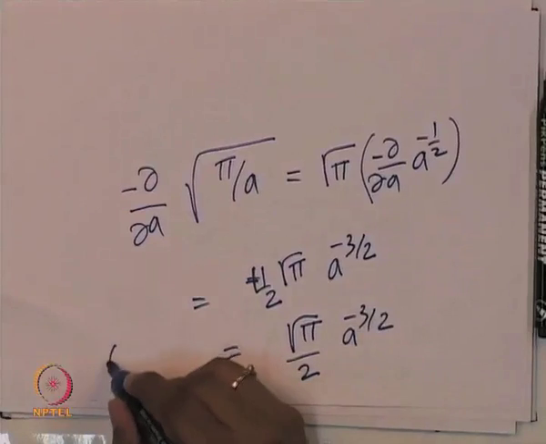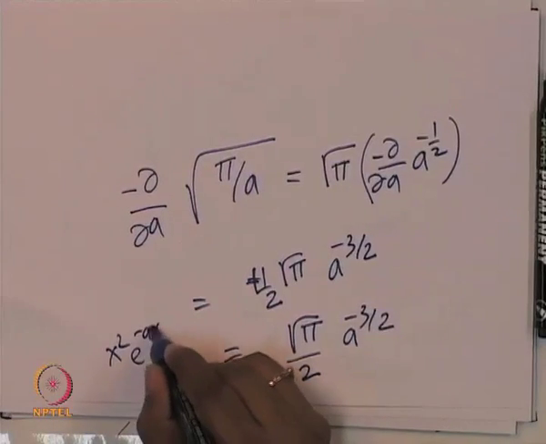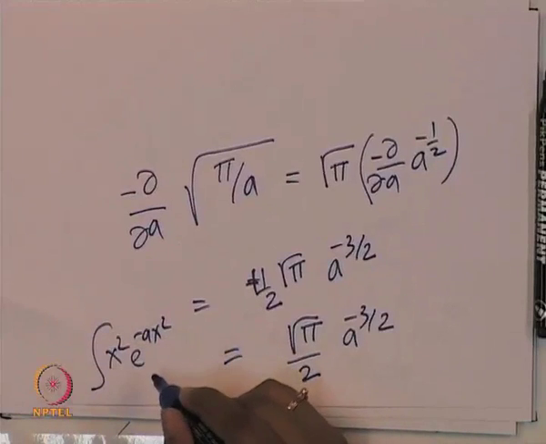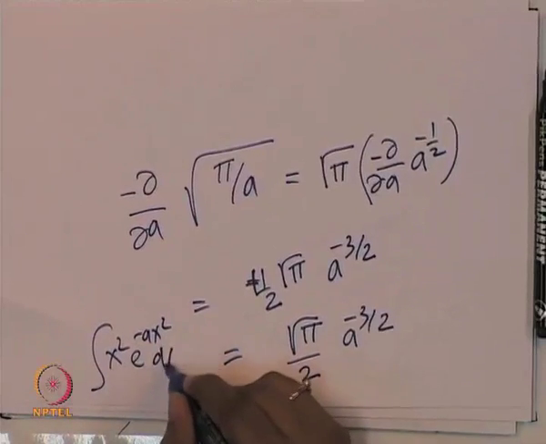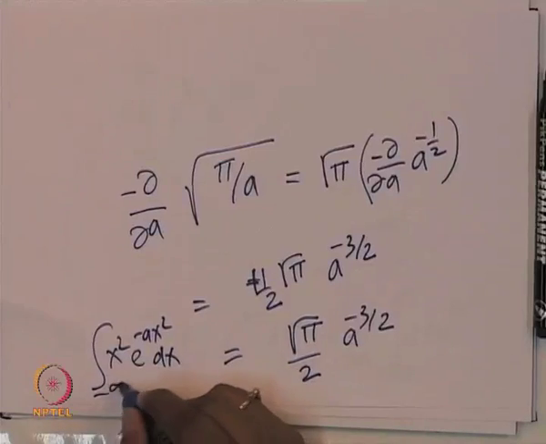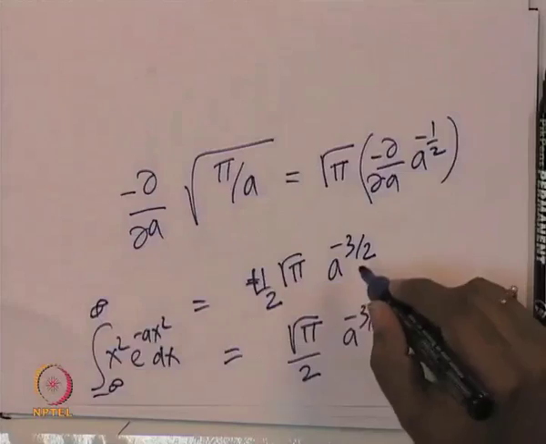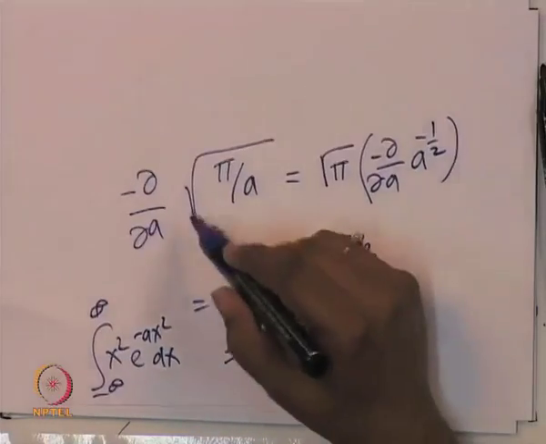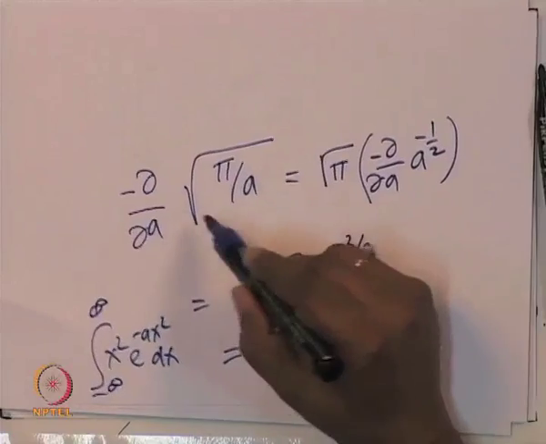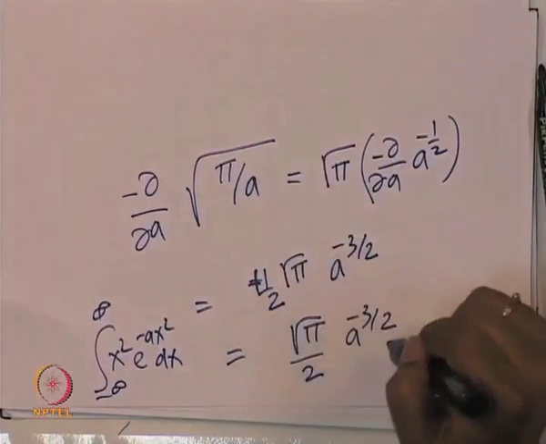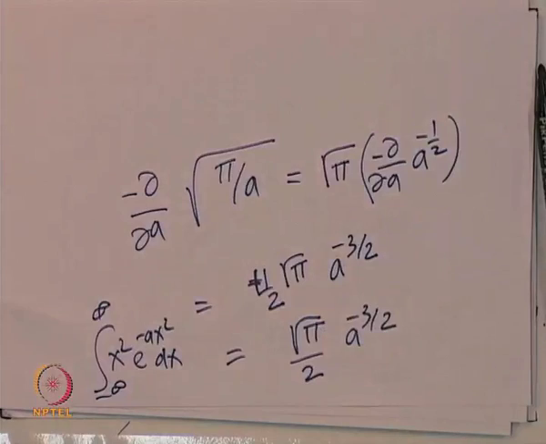So, this is basically the integral of x square e power minus a x square dx, from minus infinity to infinity. So, all this is applicable. We just wrote the result of the Gaussian integral as root of pi by a, and you get this particular answer.